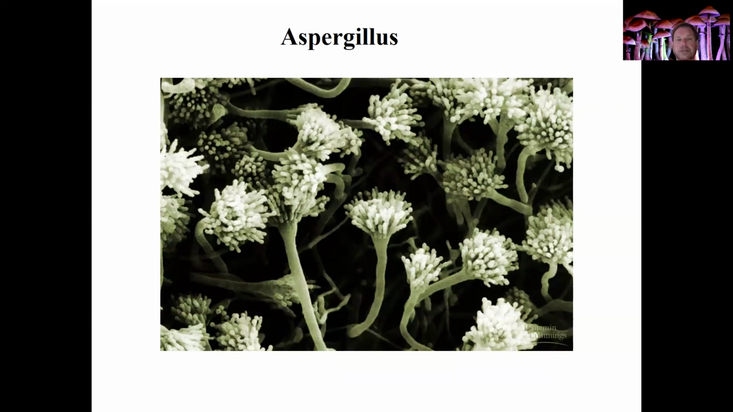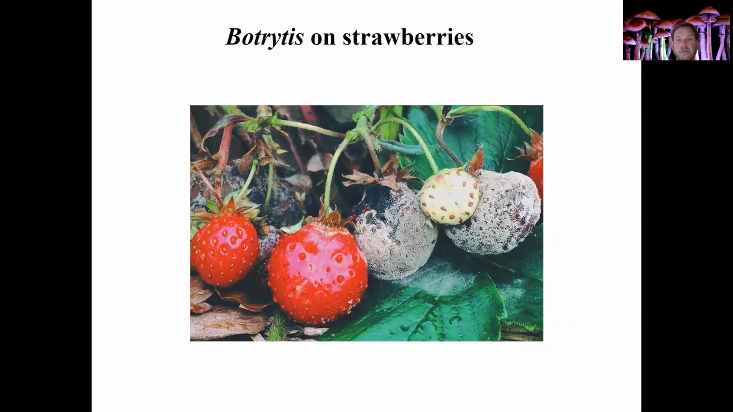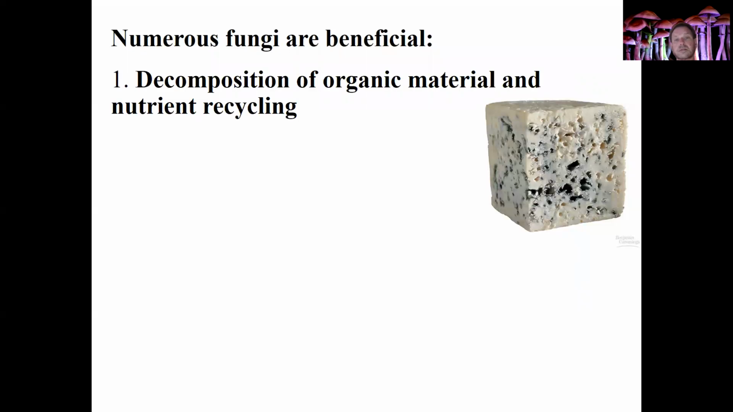Aspergillus is a fungus that looks pretty nice, but it can reproduce in the respiratory tracts of animals like birds and kill them. Strawberries don't last forever. They often succumb to a type of fungus called botrytis. We like fungi though because they decompose things, recycle nutrients, really important.